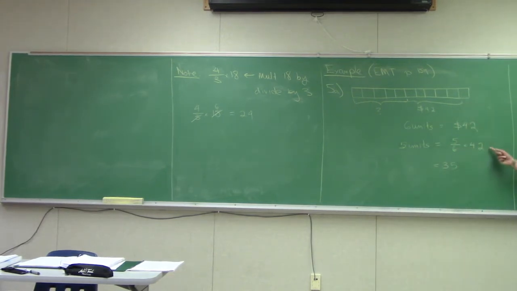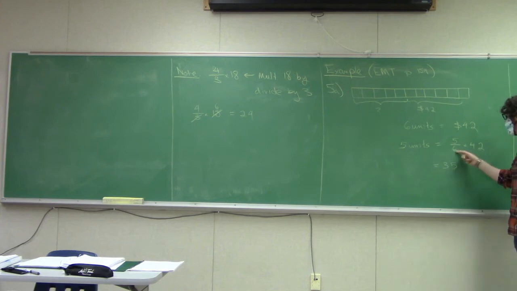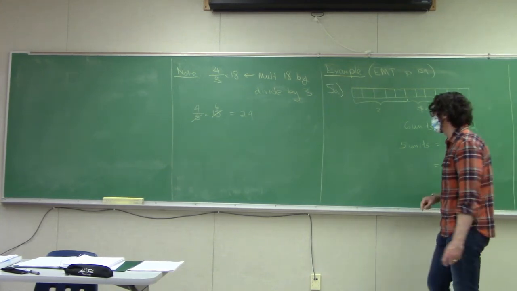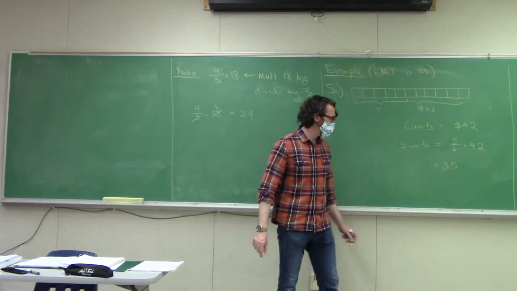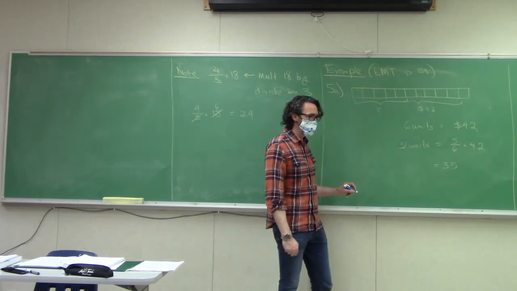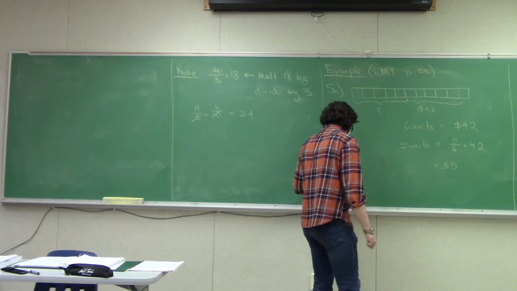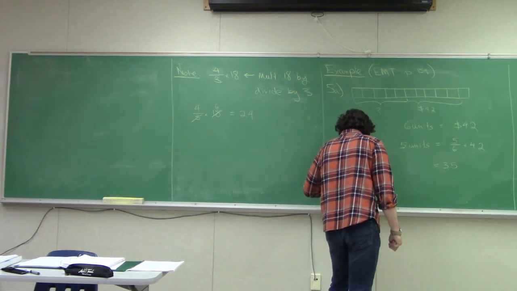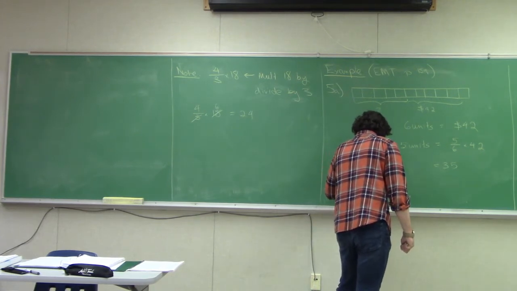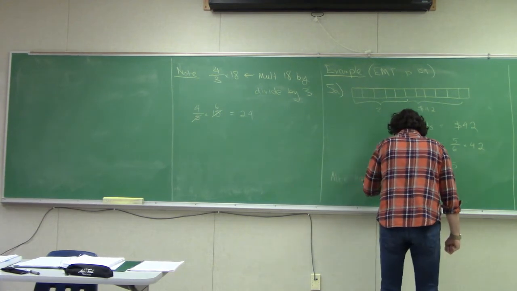Remember, it's usually easier to divide first. Because if you multiply, that gives you bigger numbers to work with, and that's going to make the computation harder. So probably best to do the division first. 42 divided by 6 is 7, times the 5 is 35. What was her name? Alice. Alice has $35.